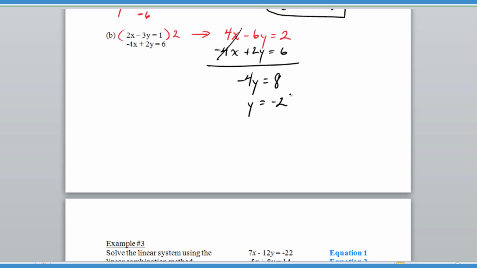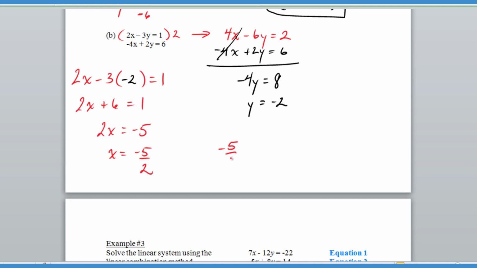Again, I simply need to substitute that negative 2 for any of the y's, so I'm just going to rewrite one of these equations, and it does not matter which one, and I'm going to replace that y with negative 2. And now I'll simply solve for x. And now I have a value for x and I have a value for y, so the solution to my system of equations will be the ordered pair negative 5 halves and negative 2. Okay, and that was 2 examples of linear combination, or what is sometimes referred to as the elimination process.